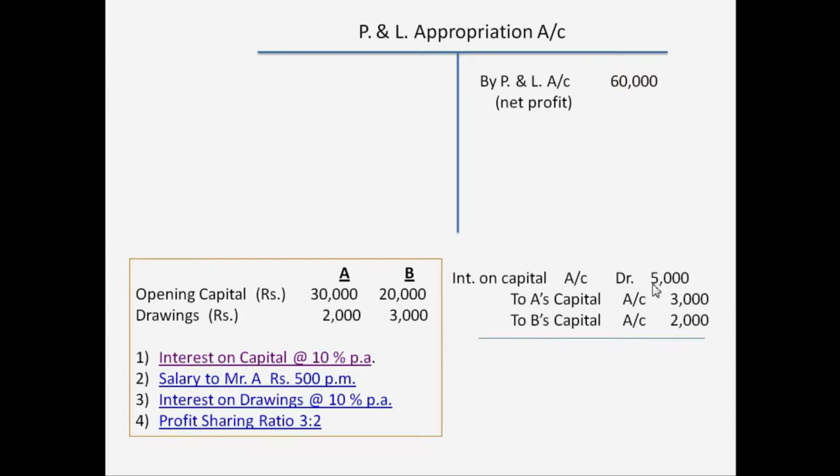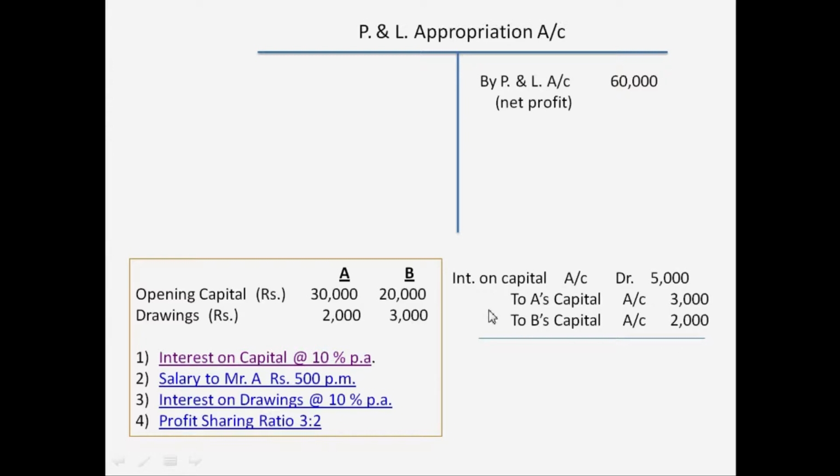Interest on capital account debited 5,000, to A's capital account 3,000, to B's capital account 2,000. Interest on capital account is debited here with rupees 5,000, as it is a loss to the firm, that's why this account is debited. And A's capital account, B's capital account are credited here, because firm is not paying this 3,000 and 2,000 to A and B right now. So that's why firm needs to increase the balance of partners' capital accounts. So that's why A's and B's capital accounts are credited.